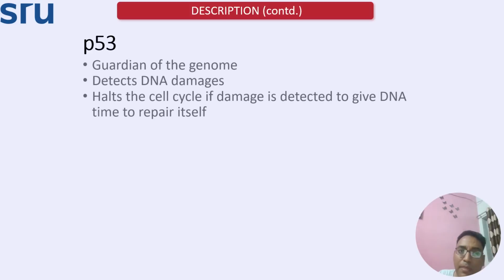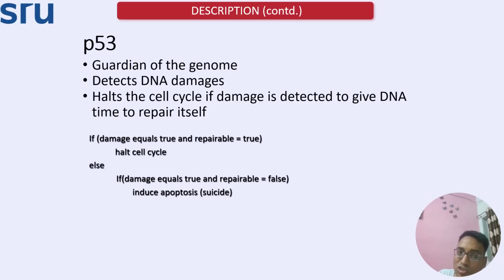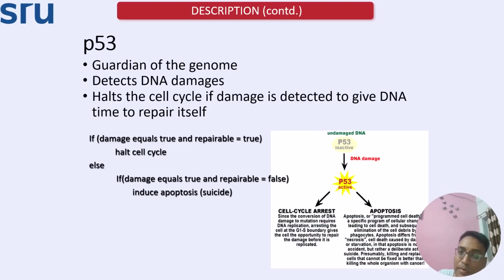For P53, it's termed the guardian of the genome. It detects DNA damage and halts the cell cycle if damage is detected, to give DNA time to repair itself. So damage equals true and repairable. If the DNA is repairable, it halts the cell cycle. P53 halts the cell cycle. But if damage is true, damage is there, and it's not repairable, repairable is false, see, it induces apoptosis, the complete cellular suicide.